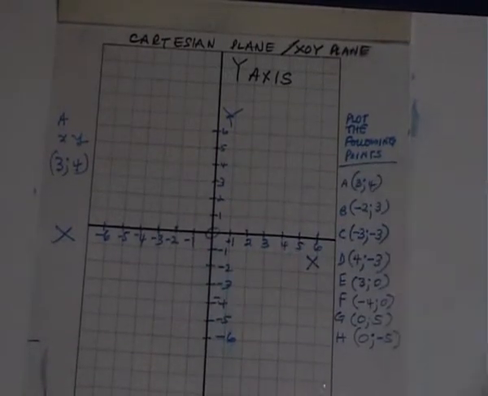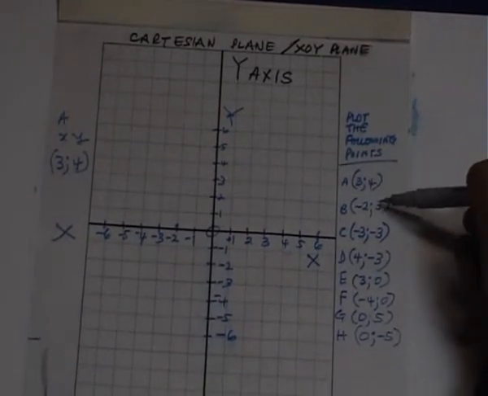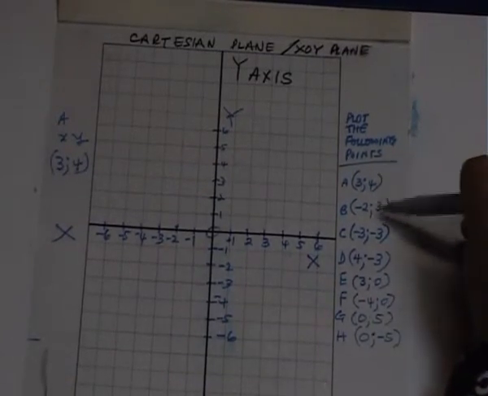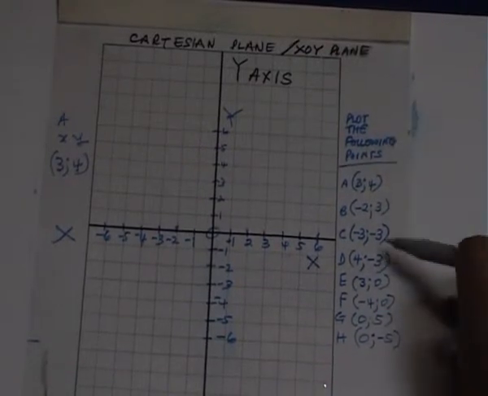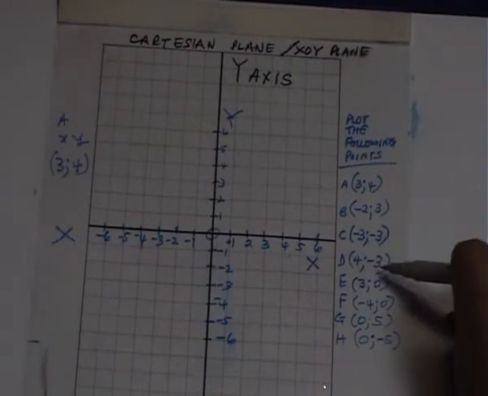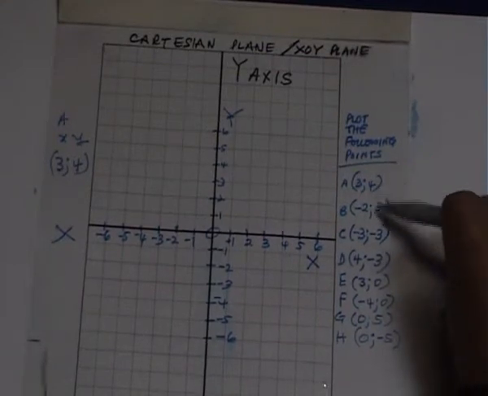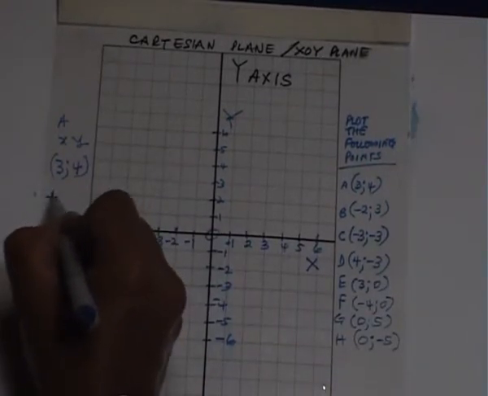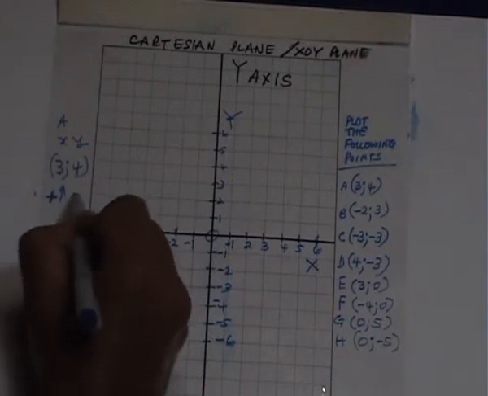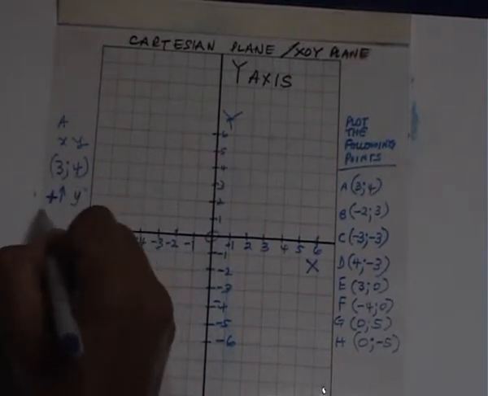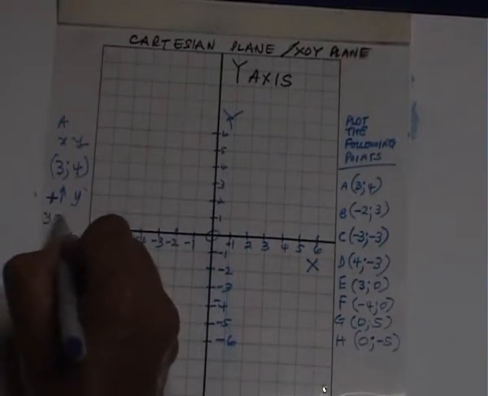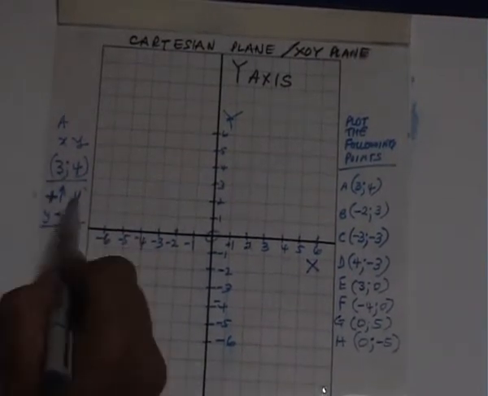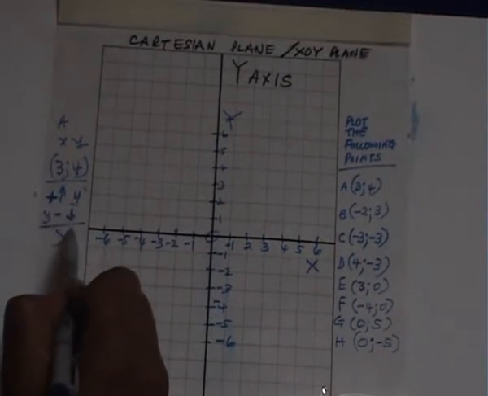It is saying 4. Alright, listen carefully. This is 4, this is 3, this is minus 3, 0, 0, 5, minus 5. If it's positive, you must go up. If it is negative, you must go down. So if the y is positive, go up. If the y is negative, go down, right? Are we clear about that?